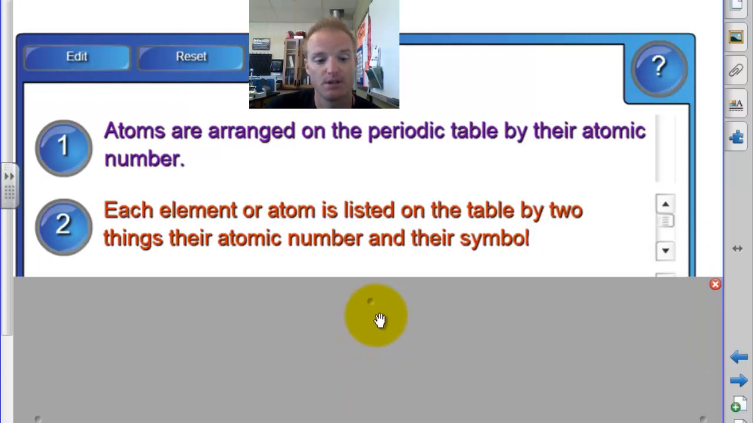Secondly, each element or atom is listed on the table by two things: their atomic number and their symbol. That's really what you can see. Primarily, what you worry about is the atomic number and their symbol.